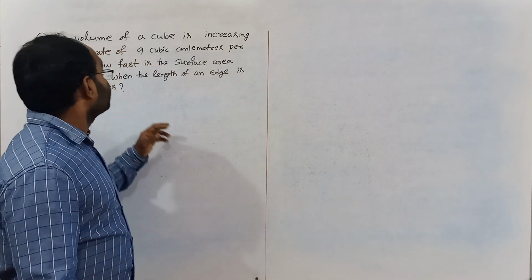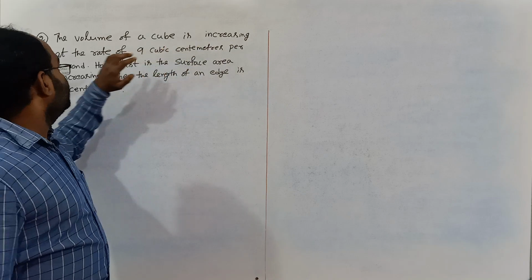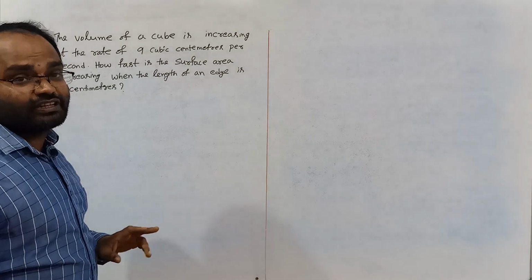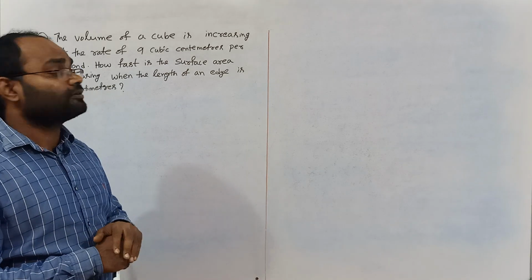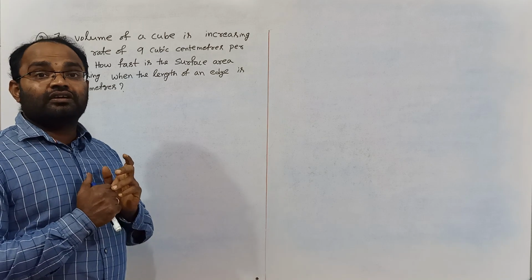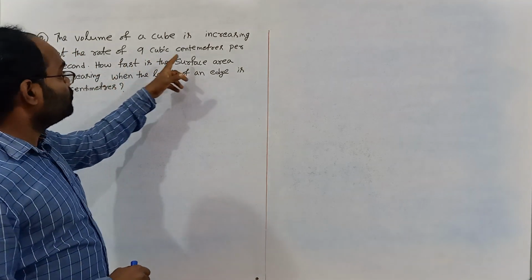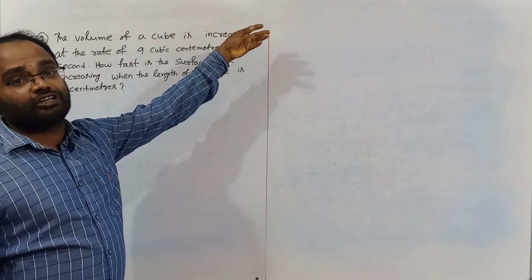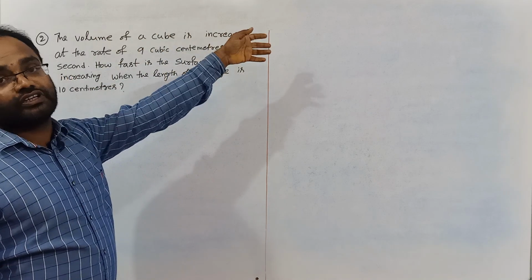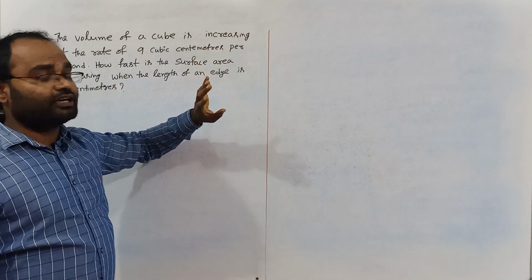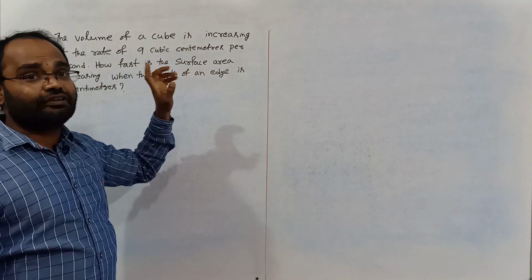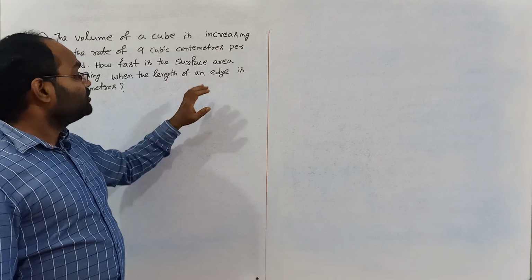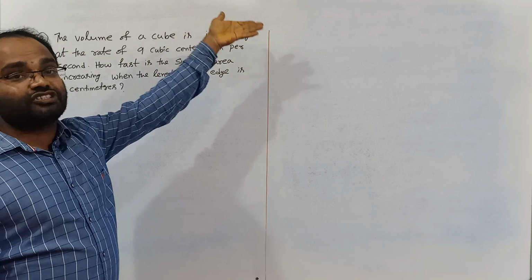Okay, next question. The volume of a cube is increasing at the rate of 9 cubic centimeters per second. How fast is the surface area increasing when the length of an edge is 10 centimeter? That is given. Look at what they have given: they have not given with respect to edge. So what is the meaning? Volume is also increasing with respect to time, so the edge is also increasing with respect to time. That is the meaning. Since with respect to edge is not given, we should not take dV by dx. If they had given with respect to edge, we would have taken that, but it is not given. So with respect to time it is changing.